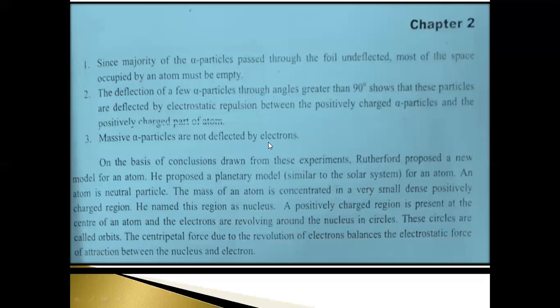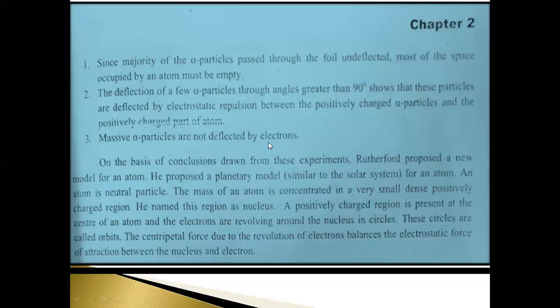So the answer is that electrons are very small particles. They are very tiny particles. And alpha particles, or double positive helium nuclei, are big particles. So those big particles show no effect on those small electrons, or those small electrons show no effect on the alpha particles.